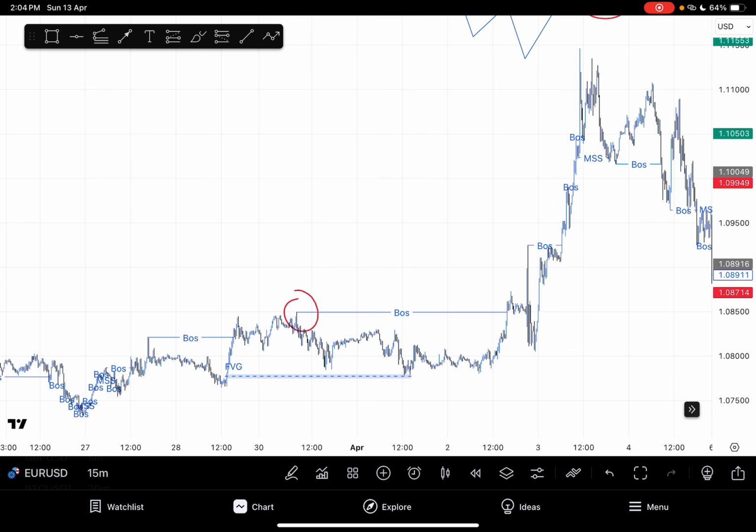So one thing you should always notice is that these particular break of structures, you can always get them on different time frames. You can get them on the 15-minute time frame, the 30-minute time frame. So it all depends on the kind of time frame you choose.